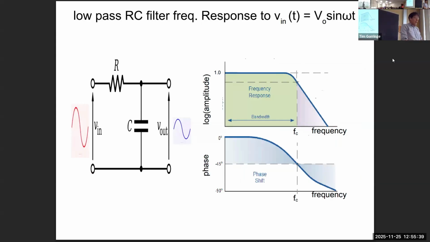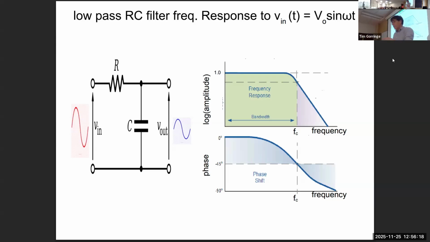A couple of pictures I wanted to show you. So this is for the low-pass filter. Now let's imagine we take that low-pass filter circuit, that very simple circuit, and we apply at the input a sinusoidal signal. So a signal that's just oscillating as a sine wave or a cosine wave. If we apply that at the input, then we're going to look at the output. What do we get out the output?